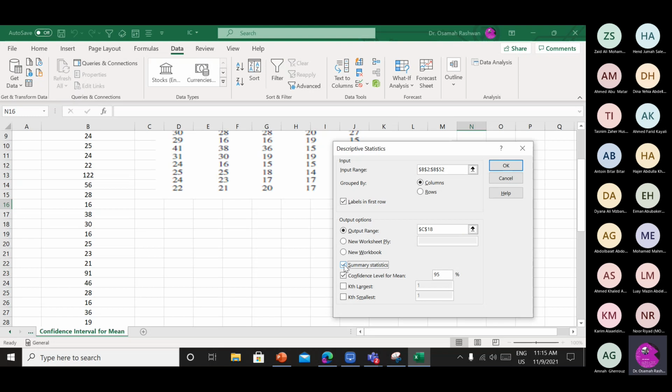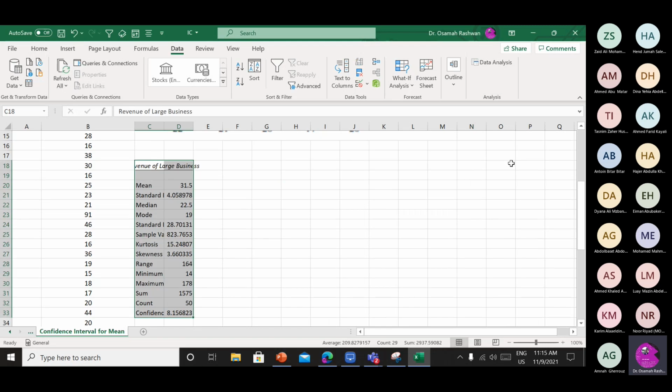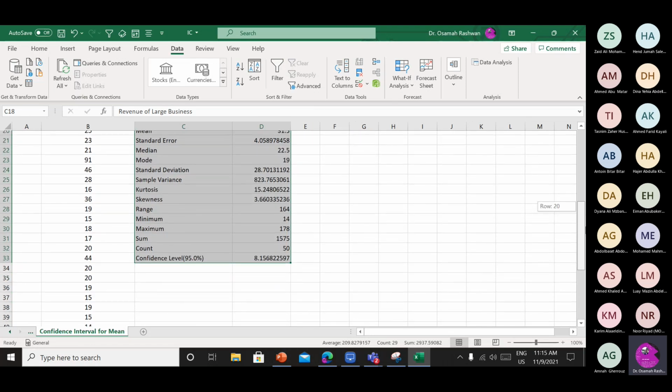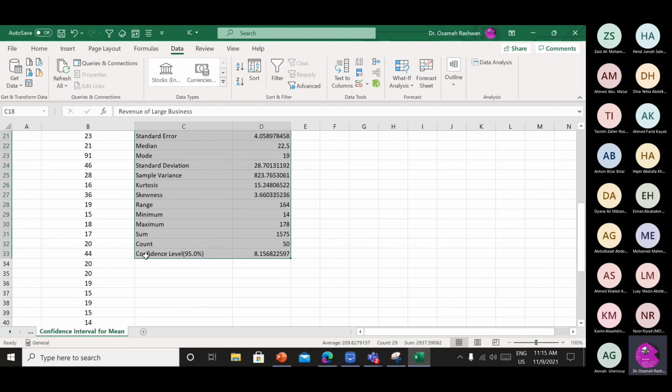What I need from this one, I need a Summary Statistics, right? Let's press OK now. Most of the time using descriptive statistics, I'm looking for the mean, the standard deviation, the mode, okay? And the variance, kurtosis, skewness, range, minimum, etc. This time, I'm looking for the last piece. What do you call this one? Confidence level? Yes. What is this one? This is a confidence interval. So this is a value. What is the mean here?